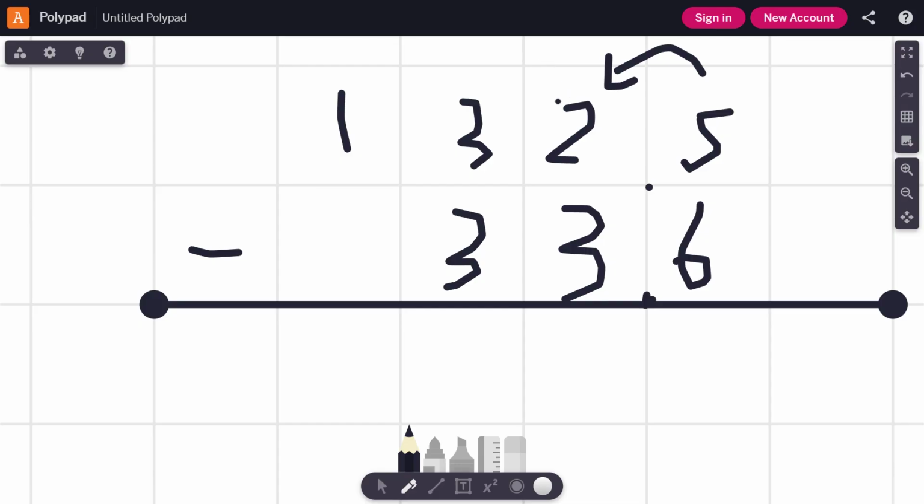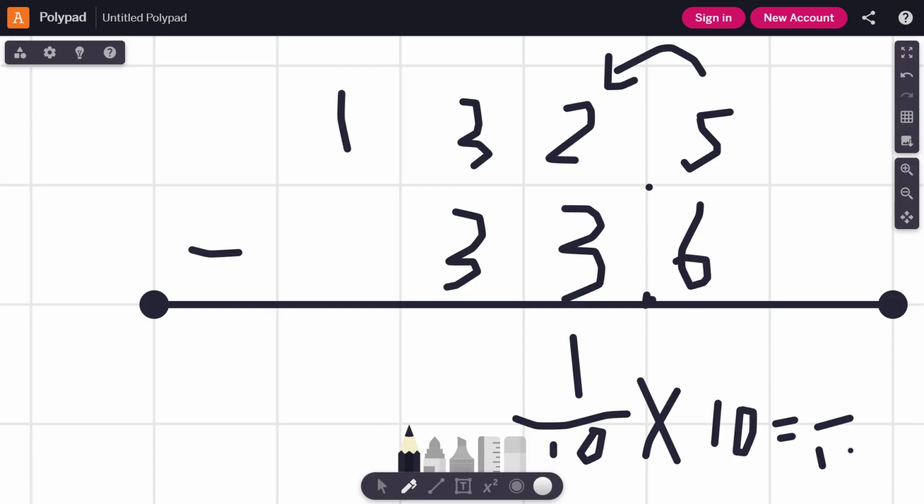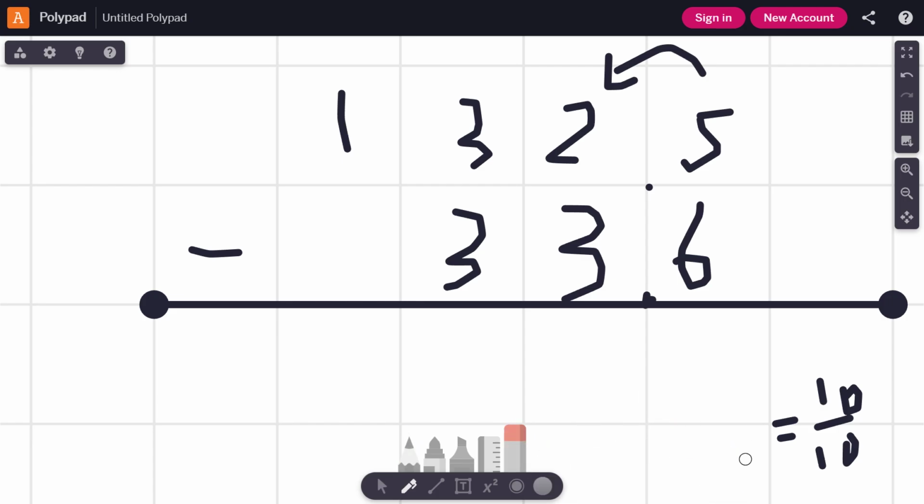So 1 whole. Because look, 1/10 is just 1/10, and then 1 times 10, you can just add it, 1/10 added 10 times. It's going to become 10/10, which is 1 whole.